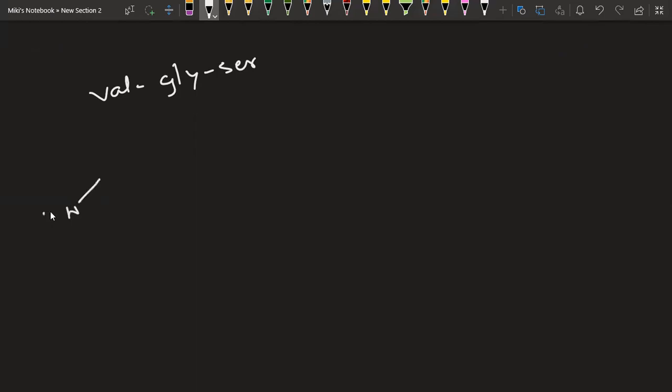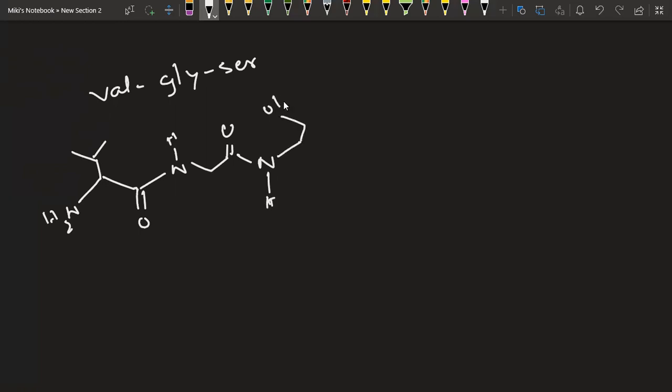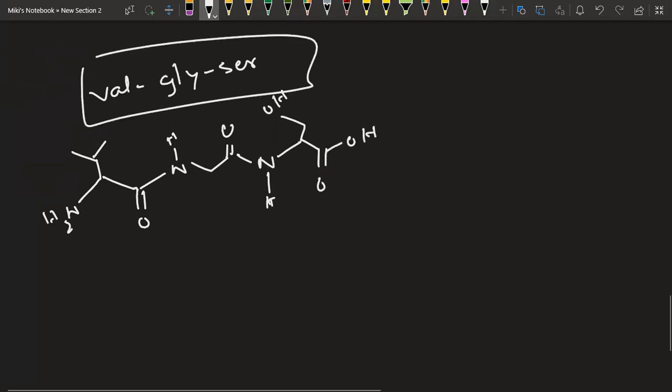Let's see. So NH2. Here we have, let's say, COOH, the carboxylic acid part. So here the H goes, and glycine's NH bond will be coming here, NH. So we have this carboxylic acid present here, and the amine of the serine is going to be present here. Finally, we have this alcohol group as the R group, and we have this carboxylic acid. Okay, so this is our valine, serine, glycine and serine.